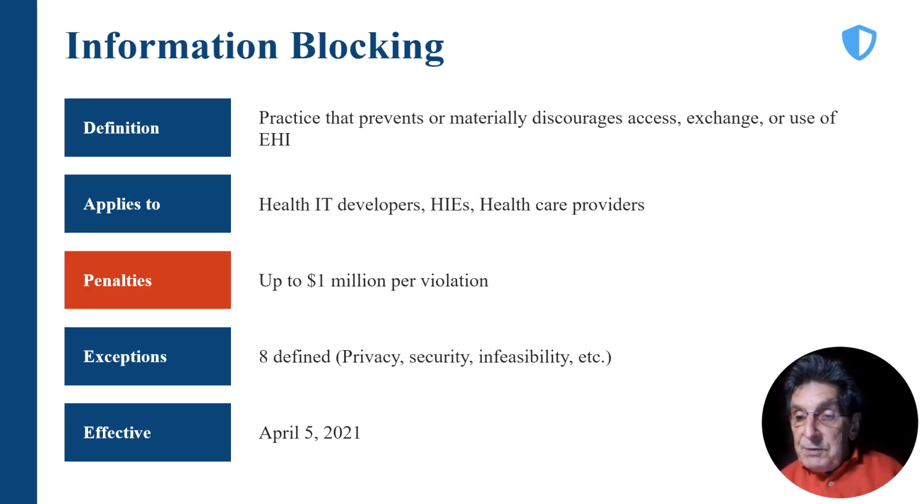But these exceptions have specific criteria. You can't just claim security and refuse to share data. You have to meet some defined conditions. The rule became effective in April of 2021. Enforcement is highly active.